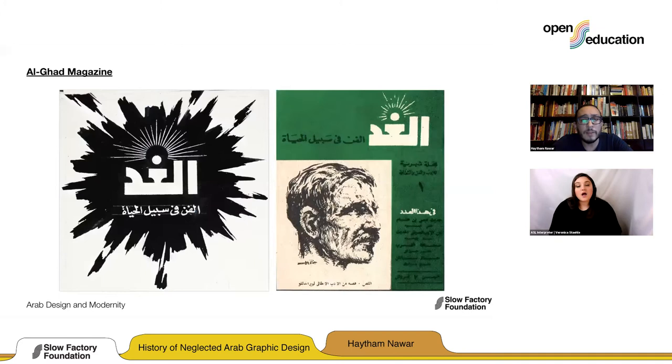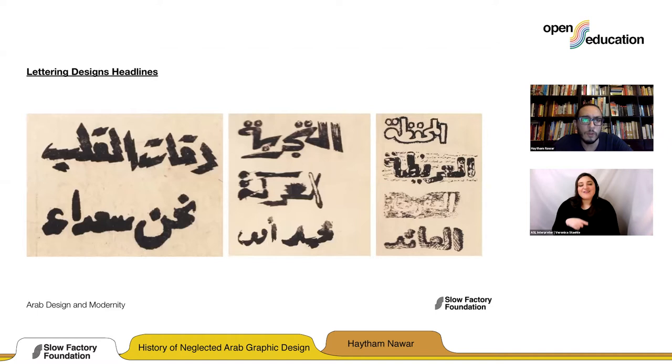And that's the logo of the magazine Al Ghad, which is tomorrow. And it was with the slogan Al Fan Fi Sabil Haya, which is art for life. And that's the cover of the first issue of Al Ghad magazine. Also a lot of lettering for the magazines and newspapers that he worked with. So those are some beautiful lettering actually scanned from a beautiful book about him from Muhyiddin Labbad, which I will talk about later today.